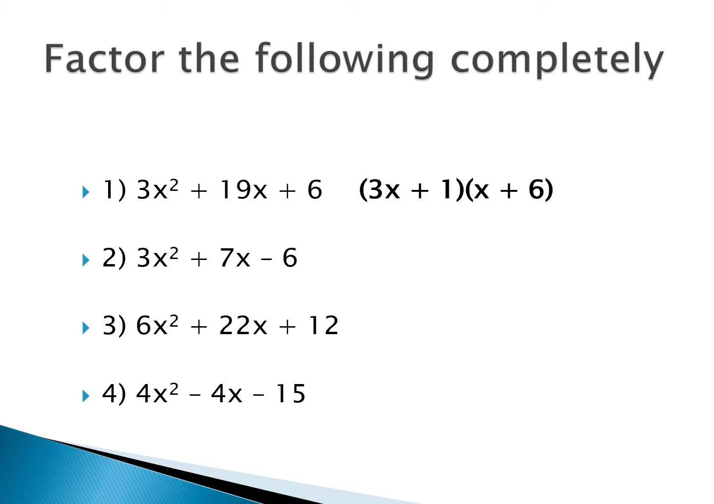So that first one there, I know it's 3x squared, so the first terms are going to be 3x and x. For 6, I've got factors of 6 and 1 and 3 and 2, and so it's really just kind of plugging those in and seeing which one works. Again, I didn't have a GCF, so I would not be able to put a factor of 6 or a factor of 3 in that first binomial with the 3x, because then that would give me a GCF to take out. So my answer here is 3x plus 1 and x plus 6.